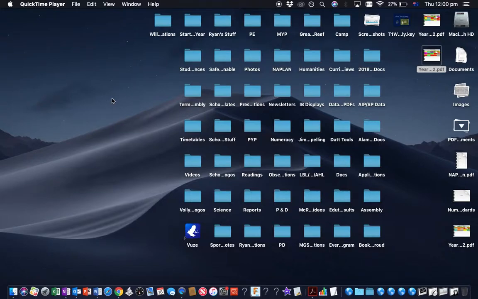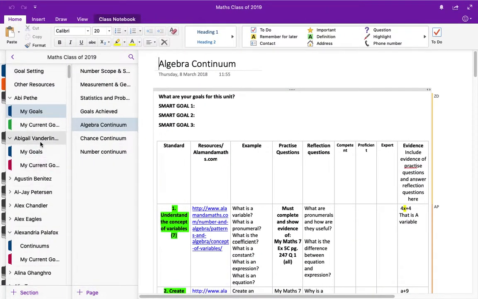Hey Ren, so I'll just quickly introduce to you how we use OneNote at the moment, and what we'll look into is how we actually integrate this into Schoolbox, and make it an all-in-one package. So first off, right now all of our students have OneNote in terms of goal setting.